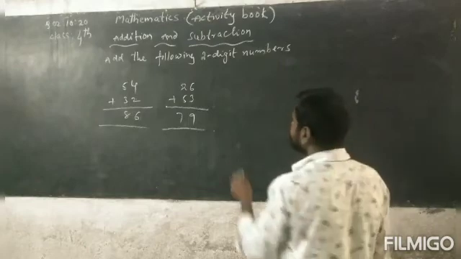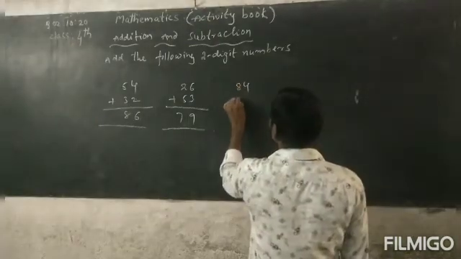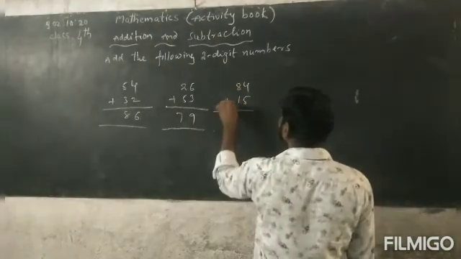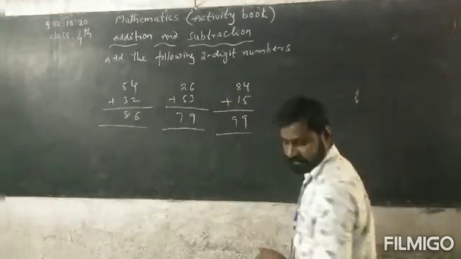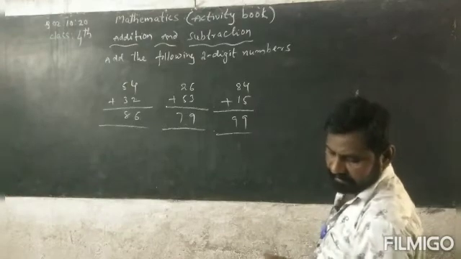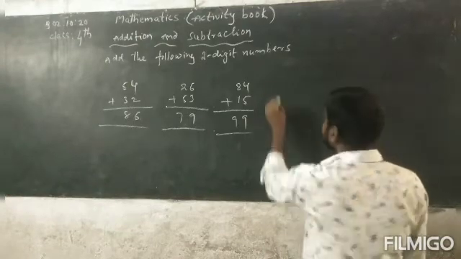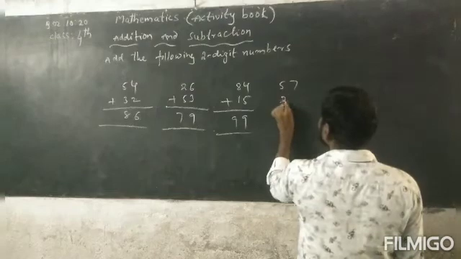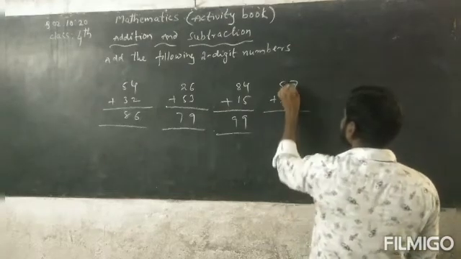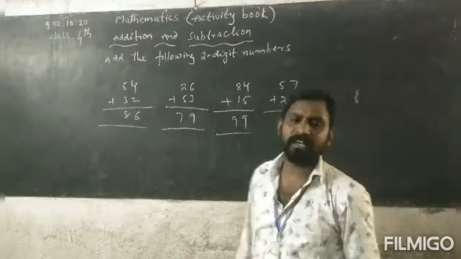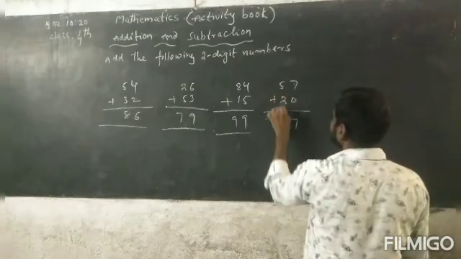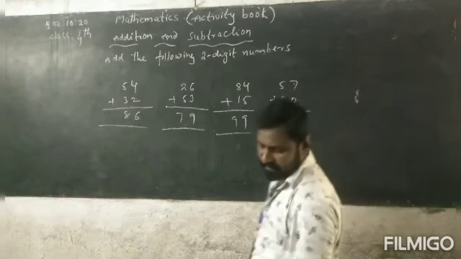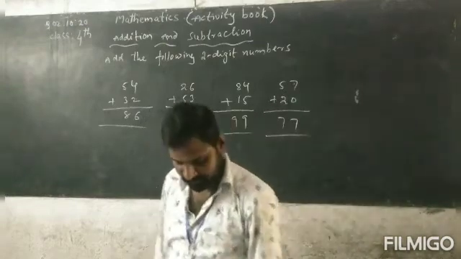Next 84 plus 15. 4 plus 5, 9, 8 plus 1, 9, 99. Next 50 plus 20, 57 plus 20. 7 plus 0, when 0 is added to any number, you get the same number. So here 7 plus 0, 7, 5 plus 2, 7, the sum is 77. You can do the remaining problems.